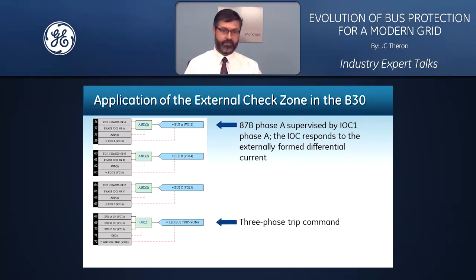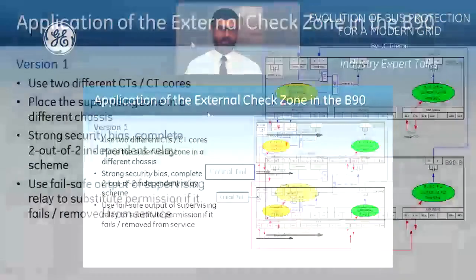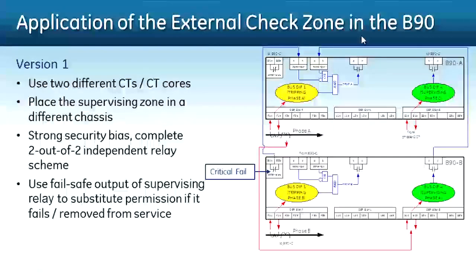And then, of course, each of these 3 can be ORed and be used as our differential trip function command. Let's have a look at 4 examples of how our external check zone can be used in the B90. So in this case, version 1, we have 2 CTs wired, one CT to relay A and one to relay B, but both measuring A phase current.